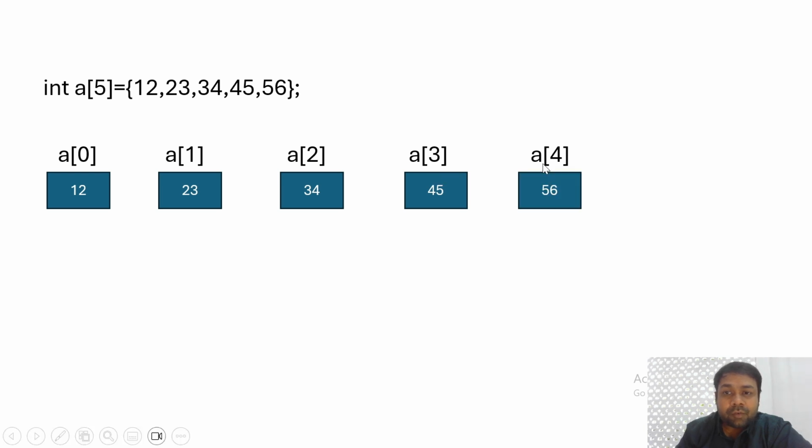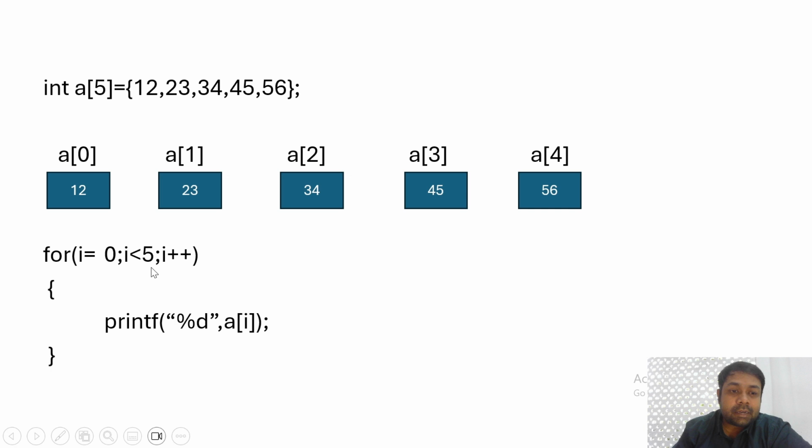Next, slot A of 4, 56 will be stored. Like this, these 5 elements are getting stored. If we want to print them individually we can, and also by using a for loop we can print like this. I am going to start my for loop from 0. Why? You know, the array index starts from 0. That's why 0 to less than 5. Why? Because the last index of the array is 4 here as per this example. Less than 5 is nothing but 4.